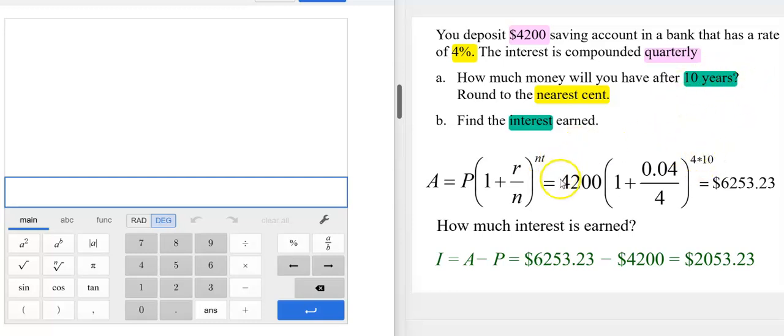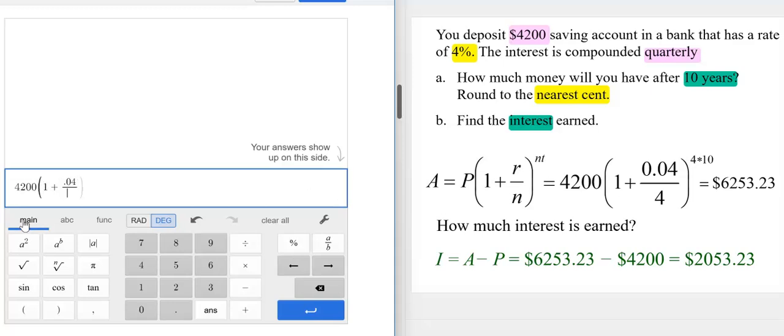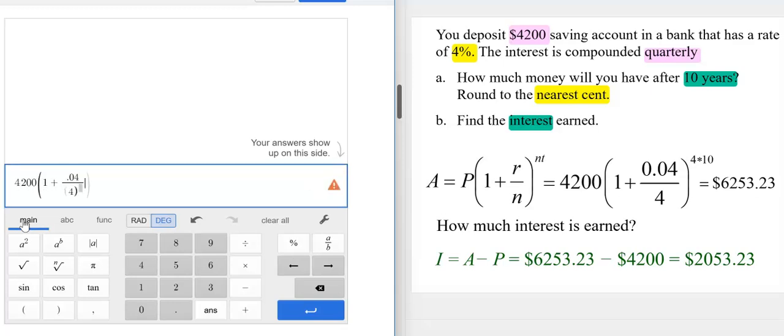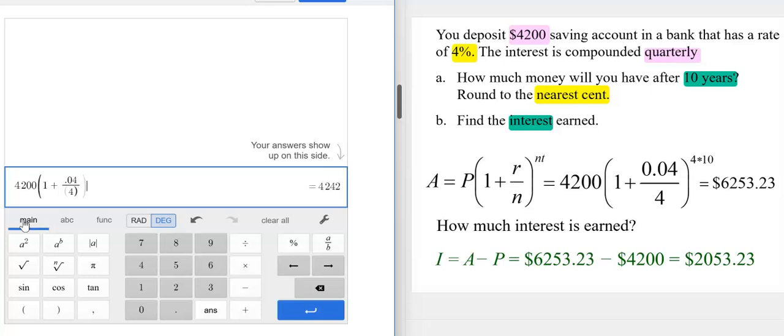So that's the expression you have to put in the calculator. This is the scientific calculator provided every time in your assignment. Let's put in 4,200, and you type 1 plus 0.04 divided by 4, and then to the power. Again, it's outside the power, let me just go back here and fix that. To the power here, 4 times 10, which is 40 directly.